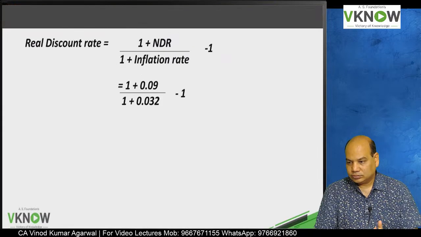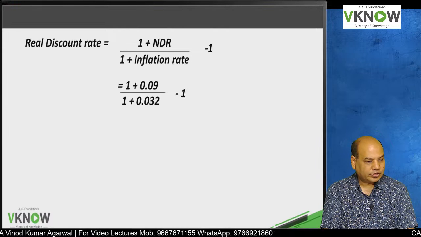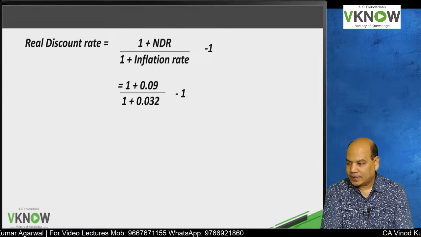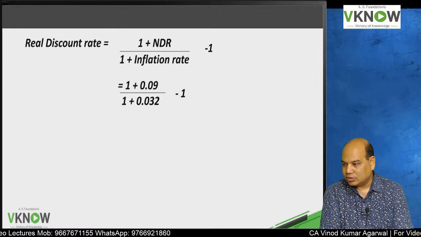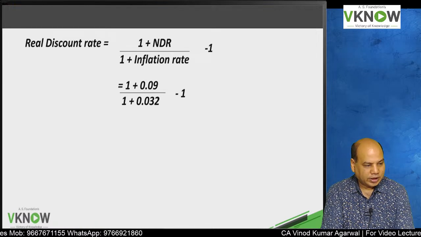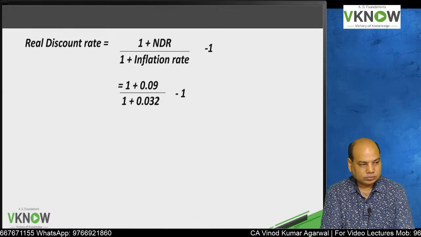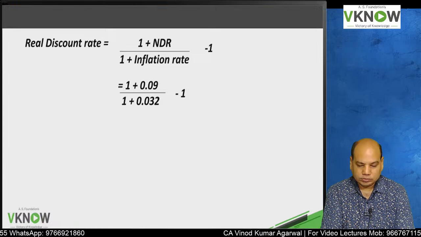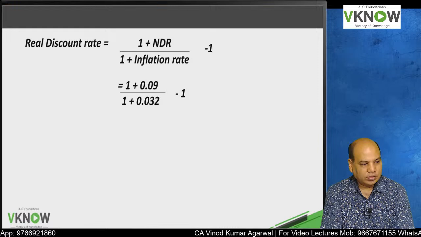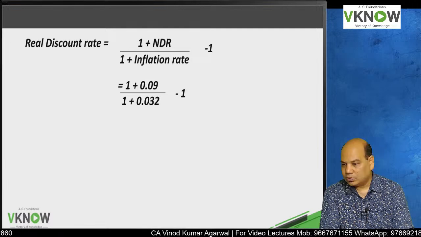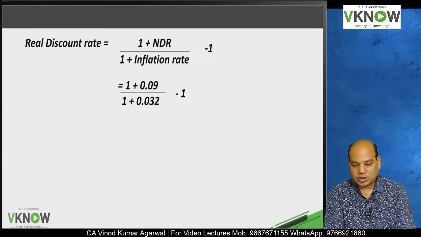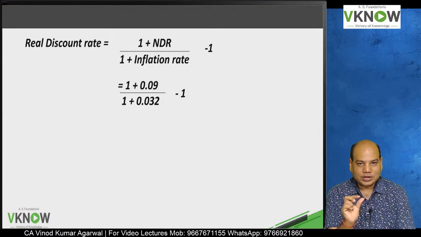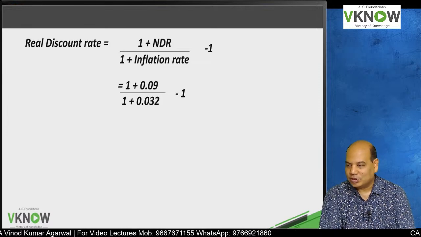So first write down step one, real discount rate. Real discount rate is equal to 1 plus nominal discount rate upon 1 plus inflation rate, minus 1. Then write down, is equal to 1 plus 0.09 upon 1.032 minus 1. Please solve. Give me the answer. Your participation is also required. The answer will not come directly. Answer will come after you respond.